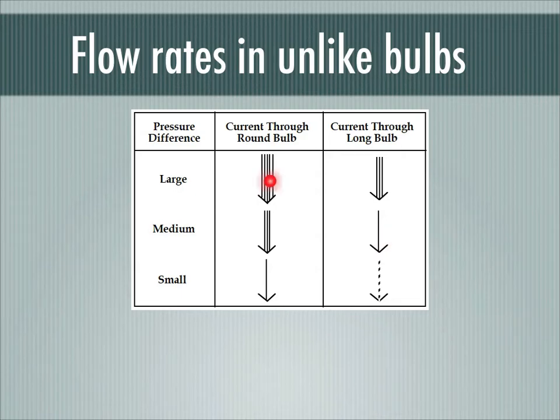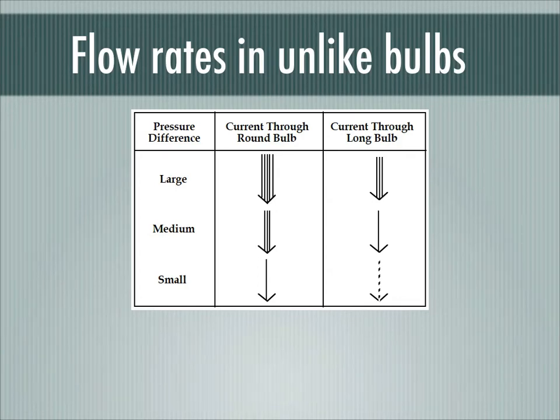But notice when I compare this way, I can see the flow rate from the long bulb for a given pressure is always less. So when I go this way on the chart, I'm always getting less flow rate because the long bulb has a higher resistance. If I go this way on the chart, I also decrease the flow rate because I have less pressure difference.